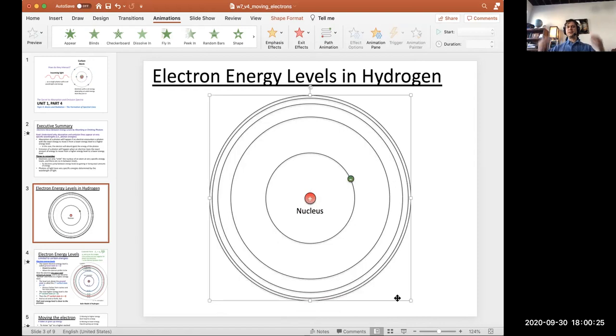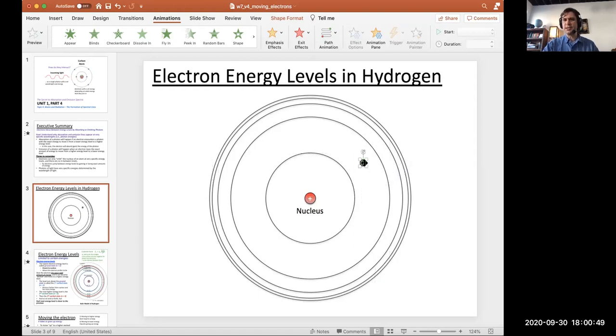So now I've just been building my Bohr model of hydrogen. This is the lowest energy level it can have. But if I could give it some extra energy by it absorbing a photon, the photon would have the exact energy for the electron to move from here to here. Then now the electron can orbit here.